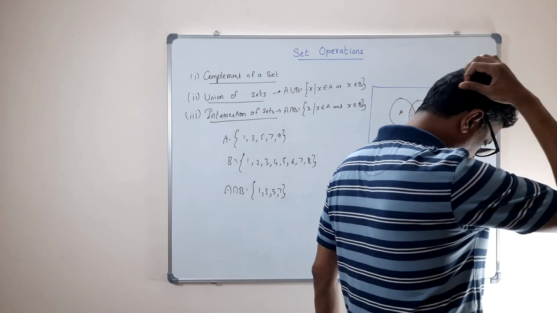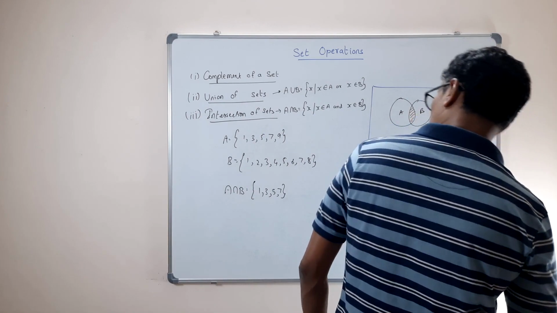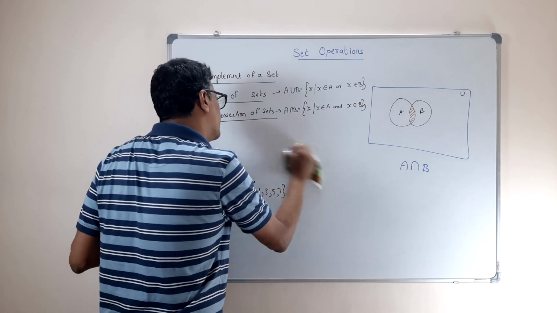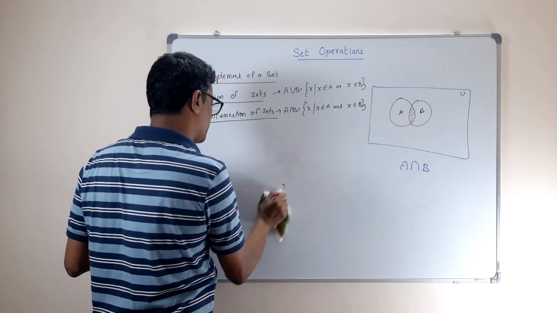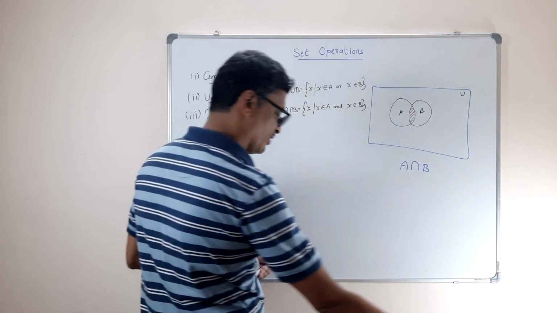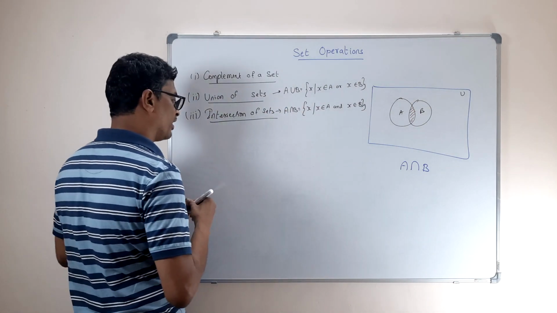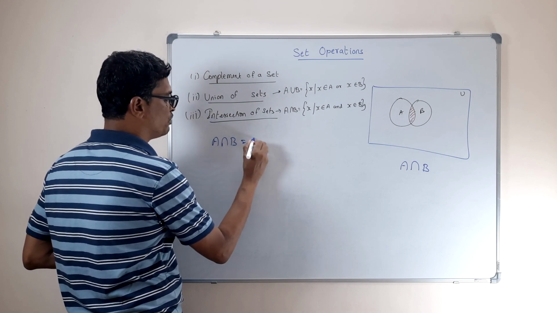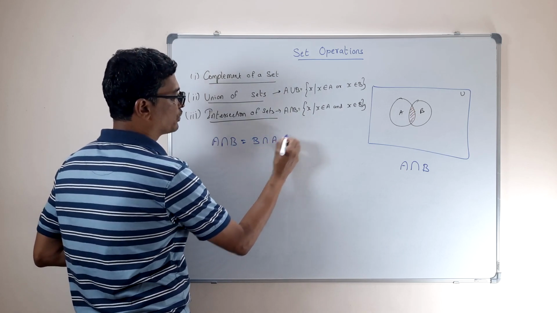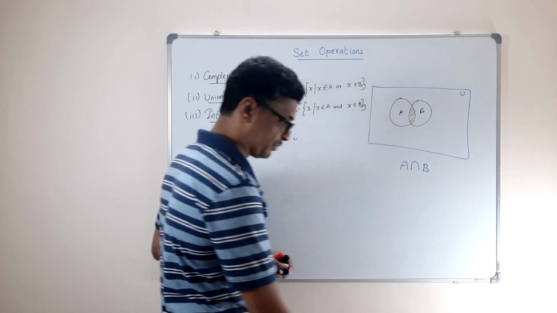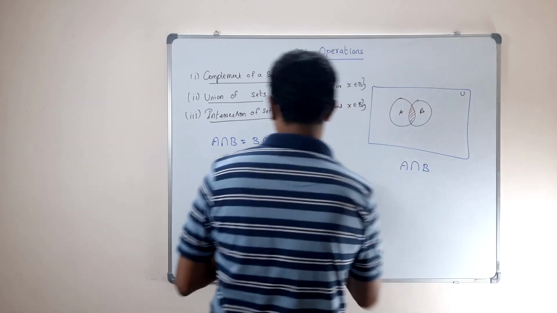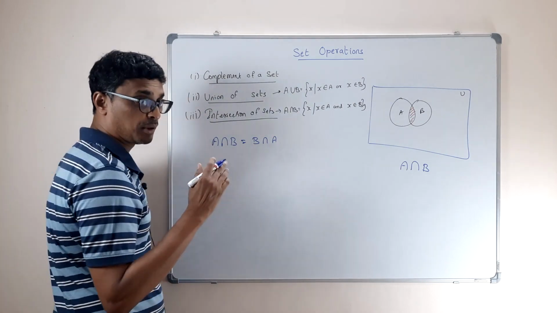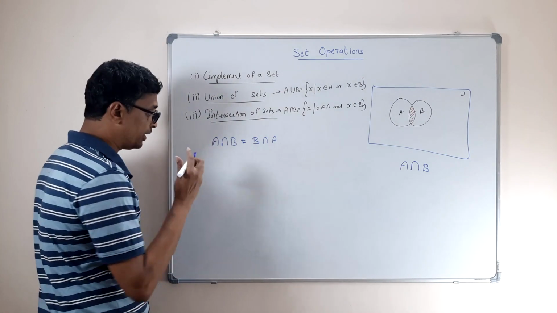Now let us go for the properties of intersection of sets. Will it satisfy the commutative property? Yes, correct. A intersection B will be equal to B intersection A. Of course, the commutative property is satisfied. Will it satisfy the associative property? Yes. For the associative property, we need three sets.